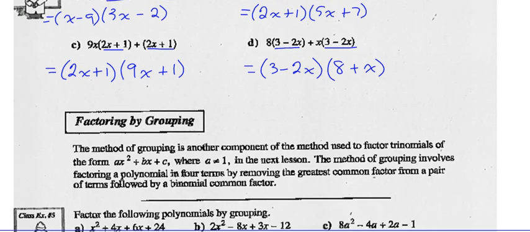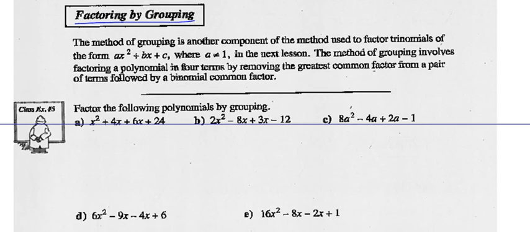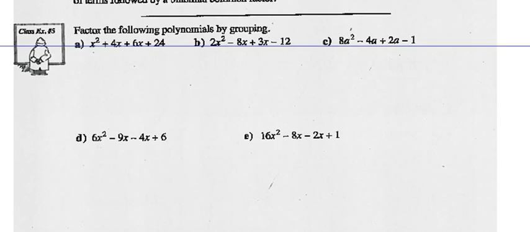So now if you take out a common binomial factor, we can factor by grouping. All right. The method of grouping is another component of the method used to factor trinomials of the form ax squared plus bx plus c when a isn't 1. So it's a more complex method. Factor the following polynomials by grouping.